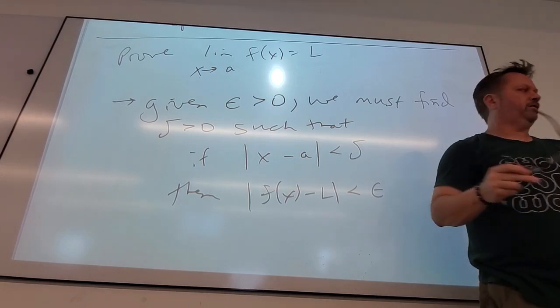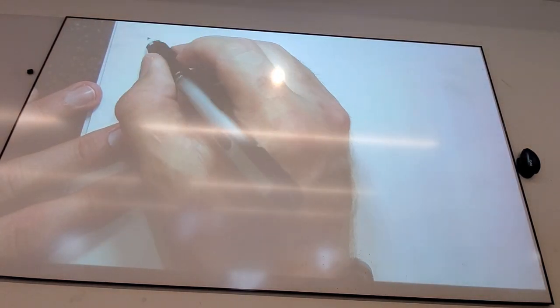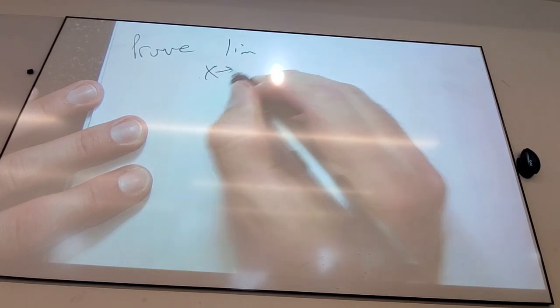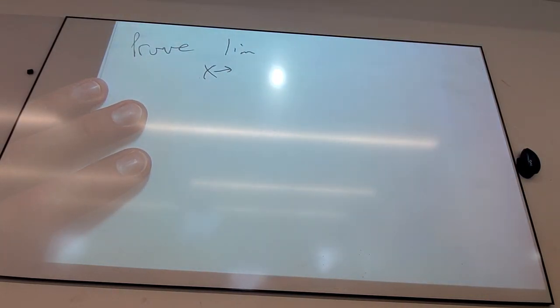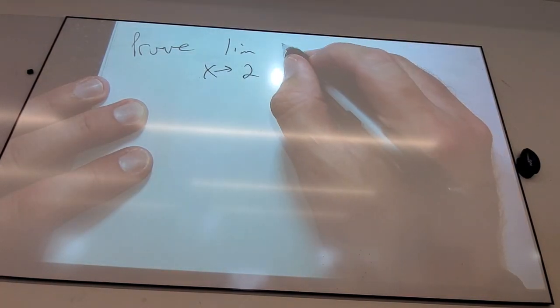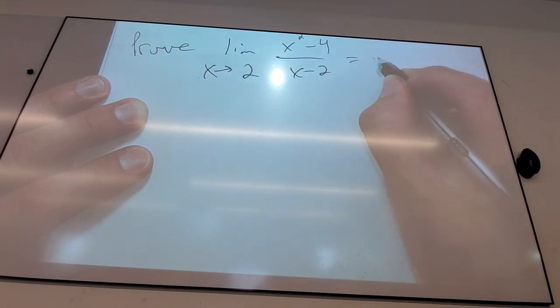Let's try a problem, Jeff. Okay. It's going to feel like we're cheating a little bit. Prove the limit as x goes to, what should I start with? It doesn't matter. Okay, the limit as x goes to 2 of (x squared minus 4) over (x minus 2) is 4.